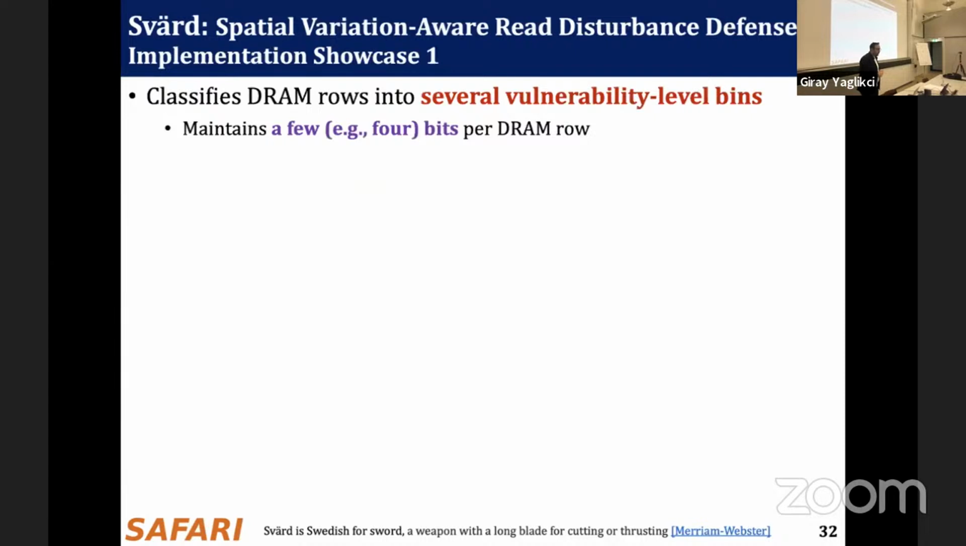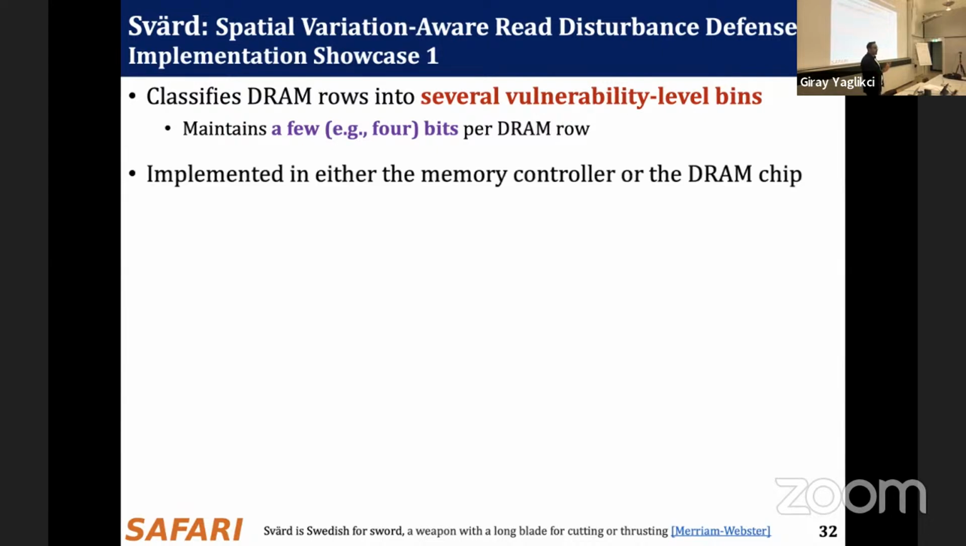Okay. So Svärd classifies DRAM rows into several vulnerability level bins and maintains just a few bits per DRAM row. Let's say we define 16 different clusters, and then we classify the DRAM rows into these 16 classes, and we can identify which class a row belongs to by using 4 bits, right? So we just maintain those bits, and we can maintain them inside the DRAM chip or inside the memory controller, depending on wherever your existing read disturbance solution is.